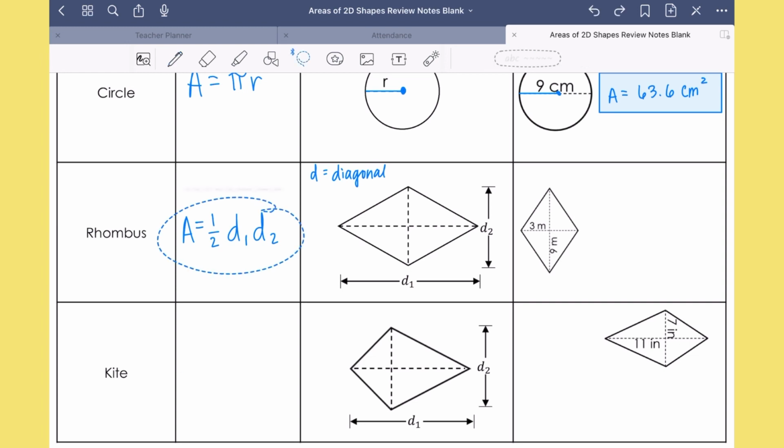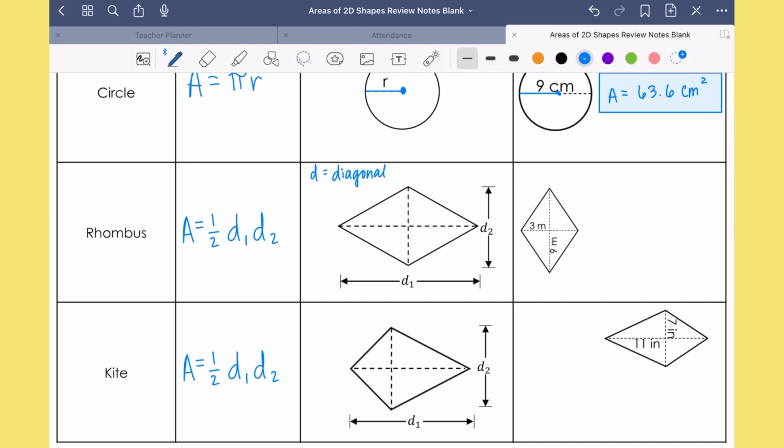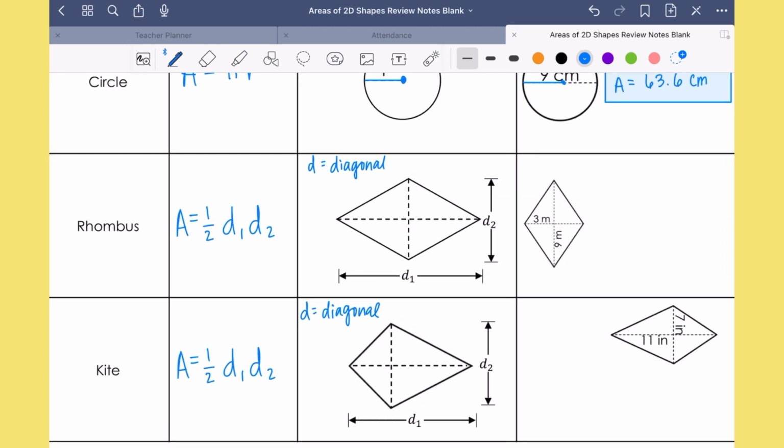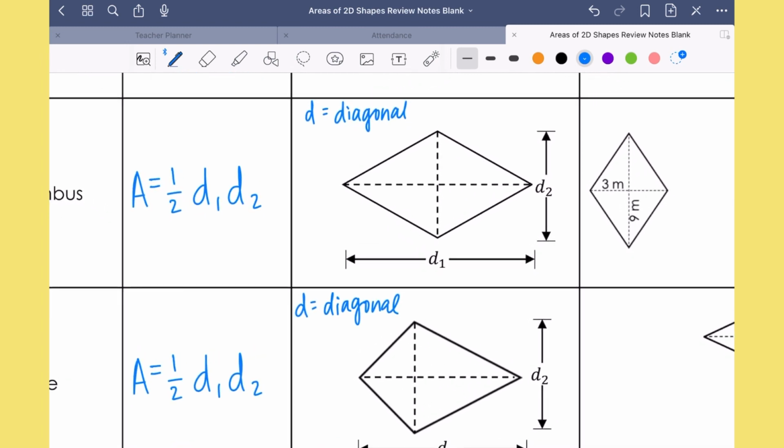Let me just copy and paste it. So the kite is going to have the exact same formula. Okay? And same thing. Your D represents the diagonal in the formula, okay? But these two shapes have two diagonals, so label them as diagonal 1 and diagonal 2. The very most important things about these diagonals is that there are some of them that have the same measurement. So we're going to label that. I'm going to use green here, or I'm going to use orange.